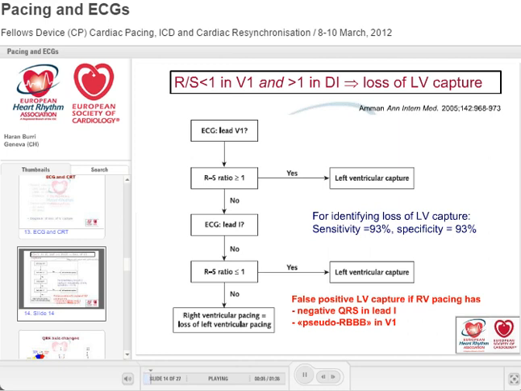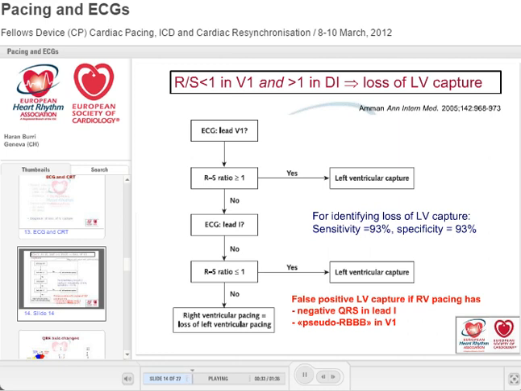The first one here was published by my colleagues in St. Gallen in Switzerland. They did a nice study looking at the 12-lead ECG and diagnosing loss of LV capture. And the first step involves looking at V1. So if your QRS complex is positive in V1, you have a pseudo-right bundle branch block morphology, then you can say you've got left ventricular capture.